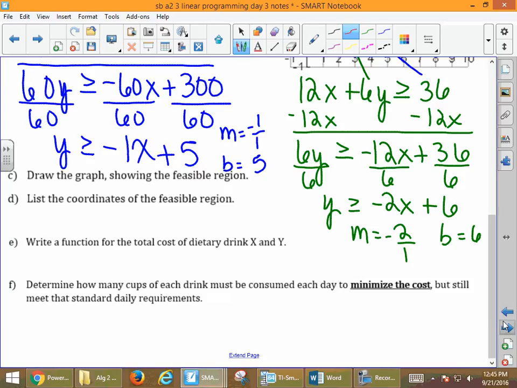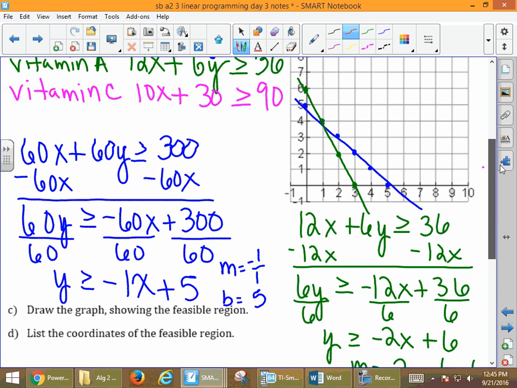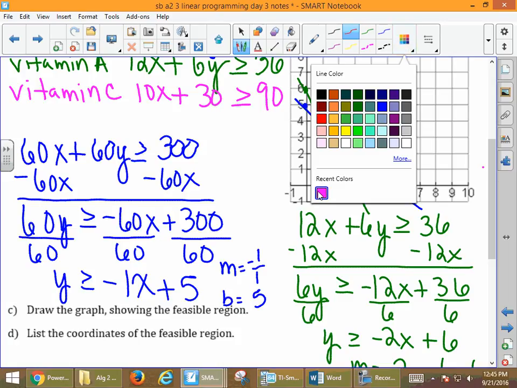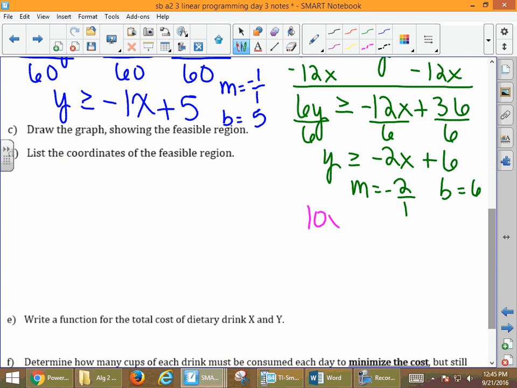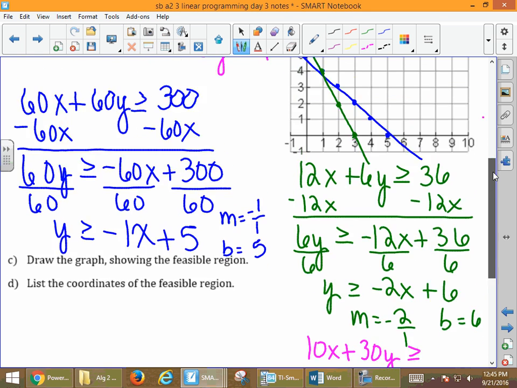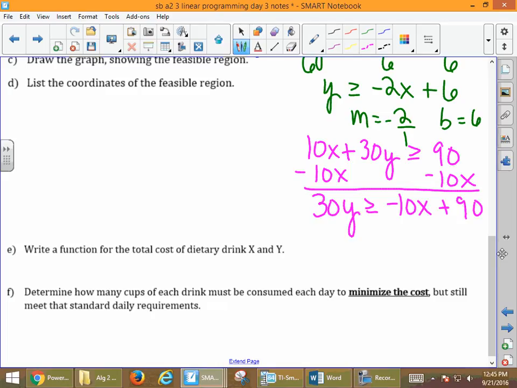So now we still have the third inequality, the lilac colored inequality. And it needs to be fixed a little bit because it looks like I forgot to write the y. Hopefully you didn't forget to write the y. But it's 10x plus 30y is greater than or equal to 90. And we want to put this into slope-intercept form, which means that we have to solve for y. So we're going to subtract 10x from both sides. And we get 30y is greater than or equal to negative 10x plus 90. Divide everything by 30. And we end up with y is greater than or equal to negative 1/3 x plus 3.